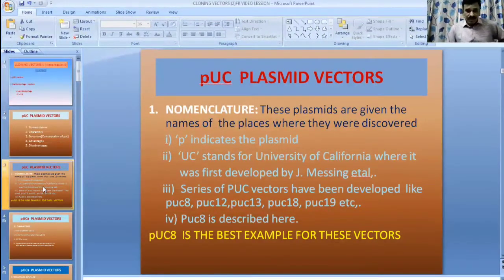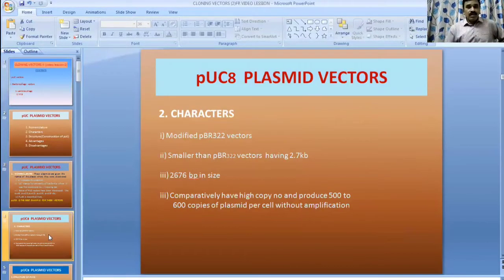Number one, nomenclature. These plasmids are given the names of the places where they were discovered. For example, the small p indicates the plasmid. UC stands for University of California, where it was first developed by a scientist called Messing et al., that means other scientists included. There are different series of pUC vectors developed, and one of the best of these pUC plasmid vectors is pUC8. So here I explain about this pUC8 vector.